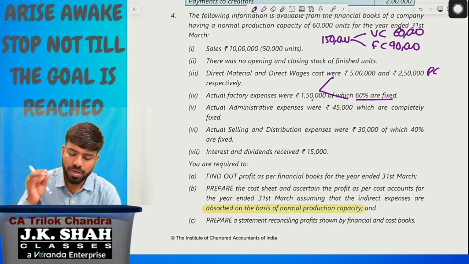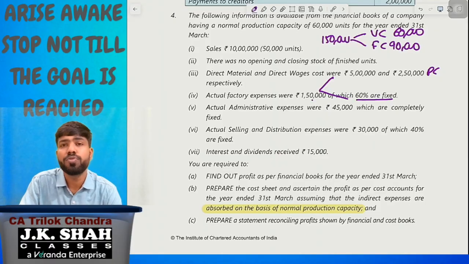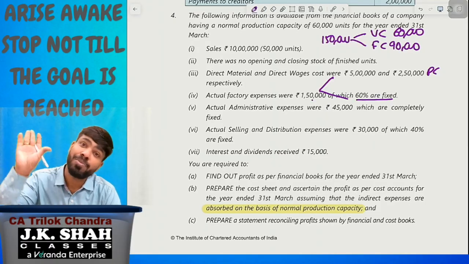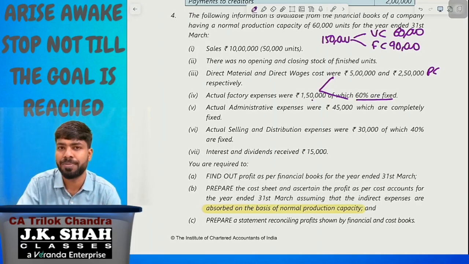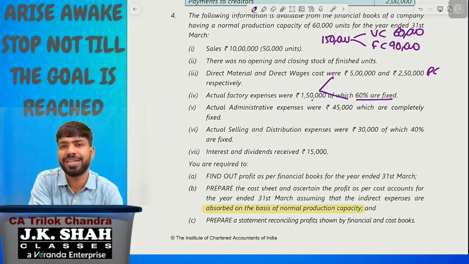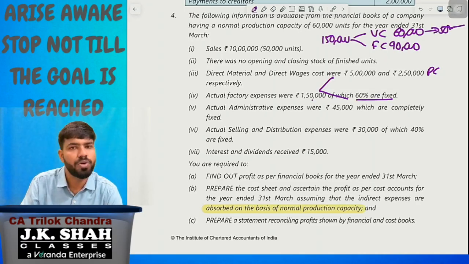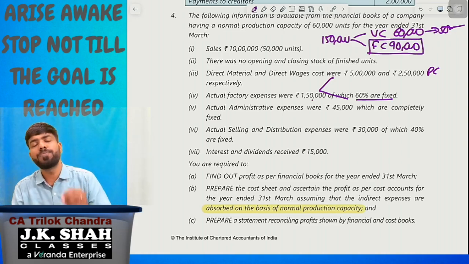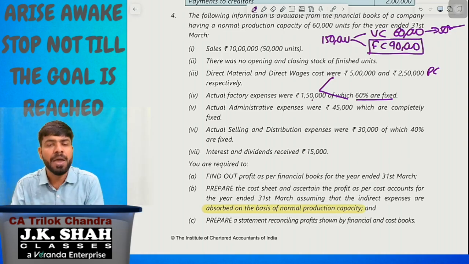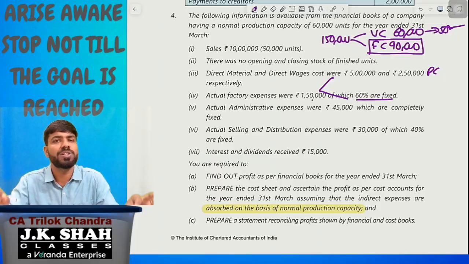Variable cost is based on the production. How many units did we produce? Normal production is 60,000, but actual production is 50,000. I already told you sales equal production. Now this 60,000 variable cost has been charged to the 50,000 units, no doubt in that. The point is the absorption of fixed cost, which has to be done based on normal production capacity.